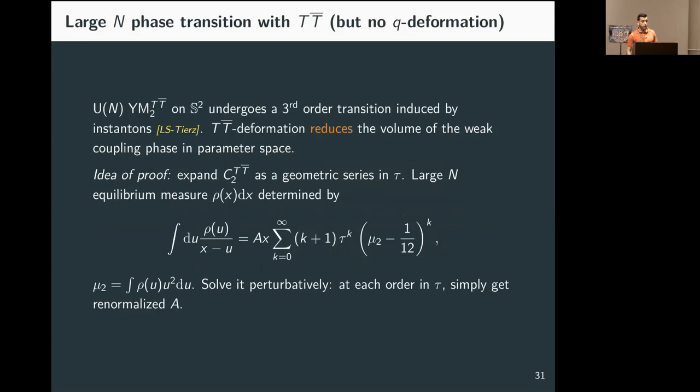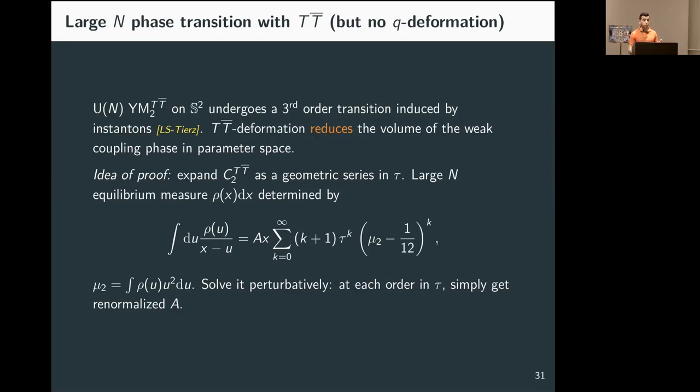Then we have studied the large n limit of TT-bar-deformed ordinary Yang-Mills on the sphere, and we have found again a third-order transition, again induced by instantons. But the TT-bar deformation reduces the volume of the weak coupling phase. So as I said, once we take the large n limit, the geometric series is really convergent, so we can expand our Casimir at large n in a geometric series. And so once we want to study the equilibrium equation, we find essentially the same as Douglas and Kazakov, except that we replace the Casimir with a geometric series.